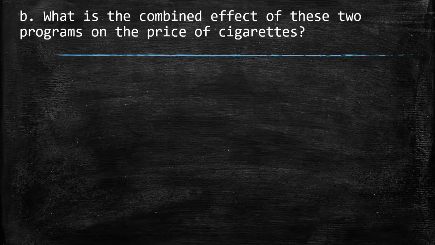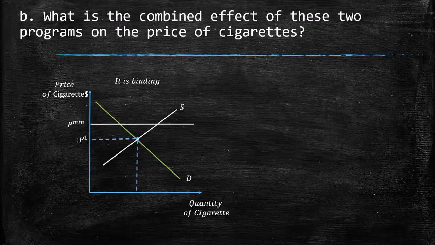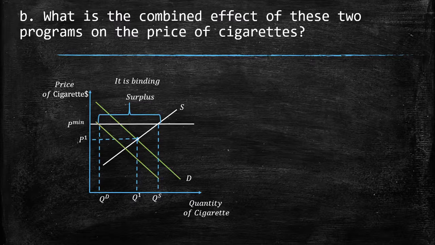What is the effect of these two programs on the price of cigarettes? So in this case, we have the initial case. There is a minimum price, okay, but at the same time there is the demand. So what is the combined effect of these two? On one side we have the increase of the minimum price, but because of the bad campaign, we're telling people that smoking is so bad.